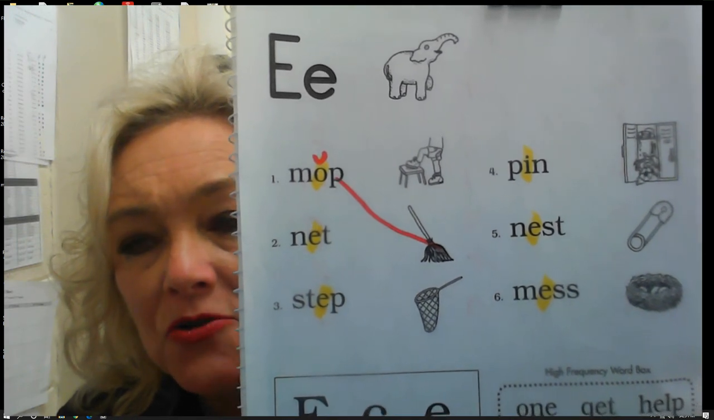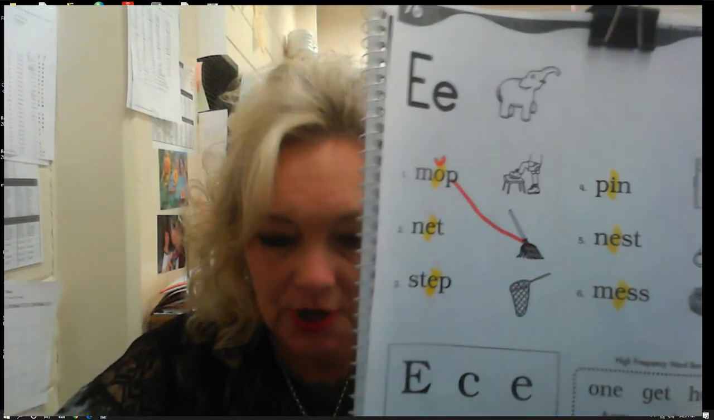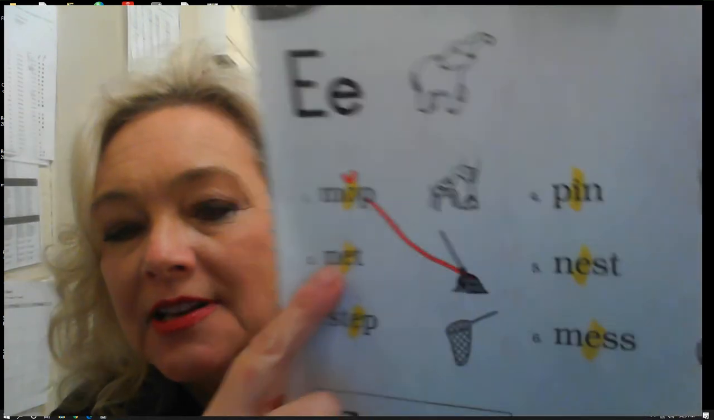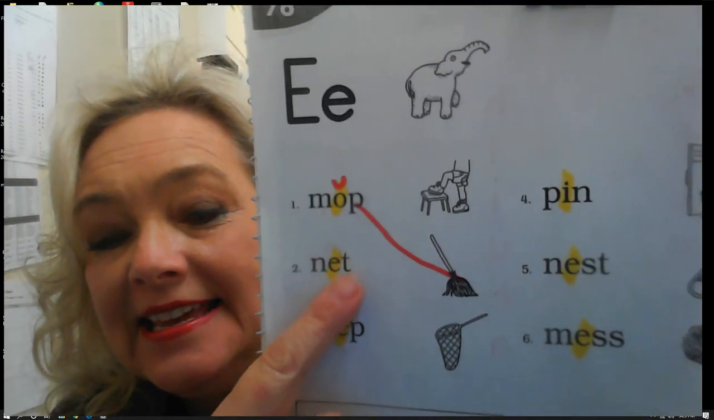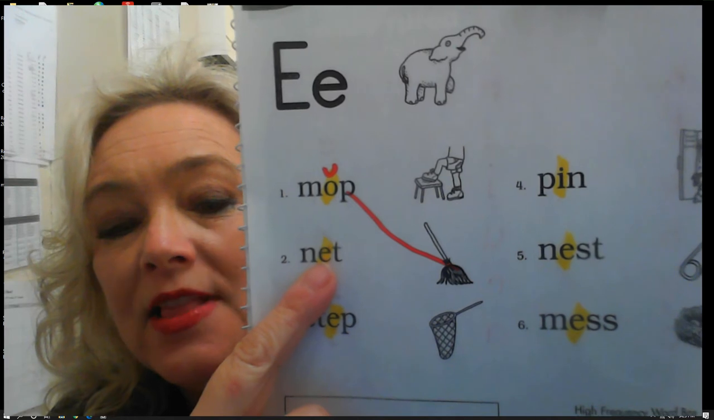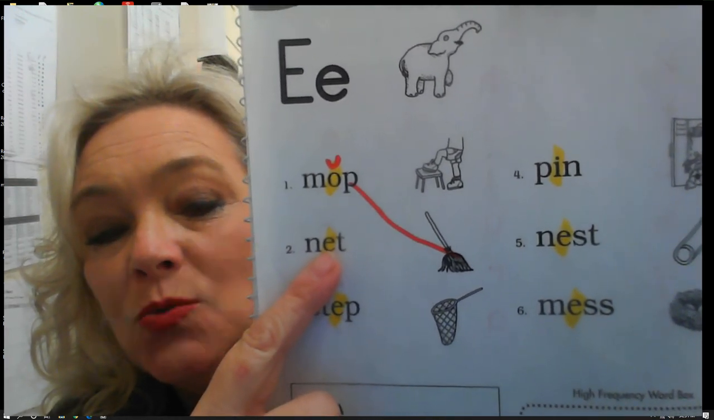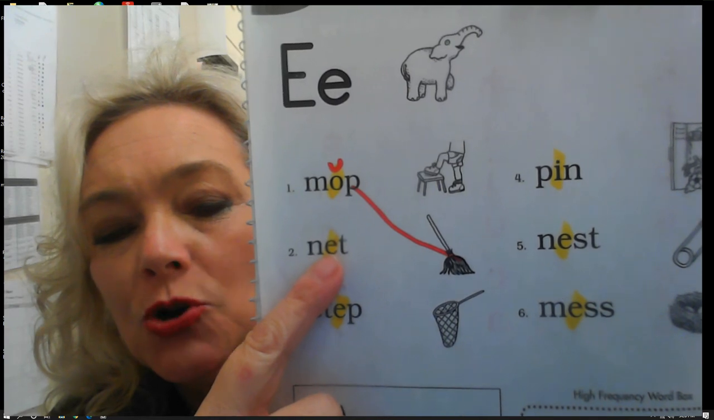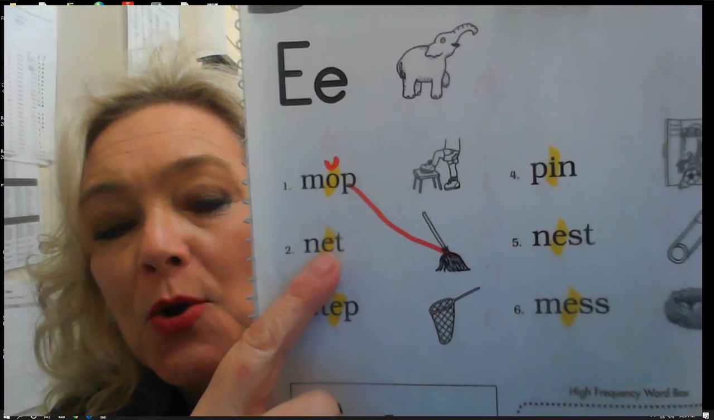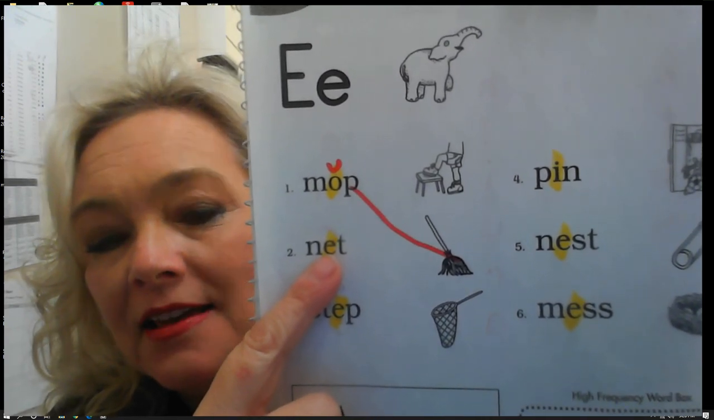Okay, and now you're ready to read number two. Here's number two. N-E-T. The vowel E is followed by the consonant T. So the E is what? Short. So what do I need to put above that E? A breve. Everybody do it. And now you're ready to read it. I want you to read it with me.